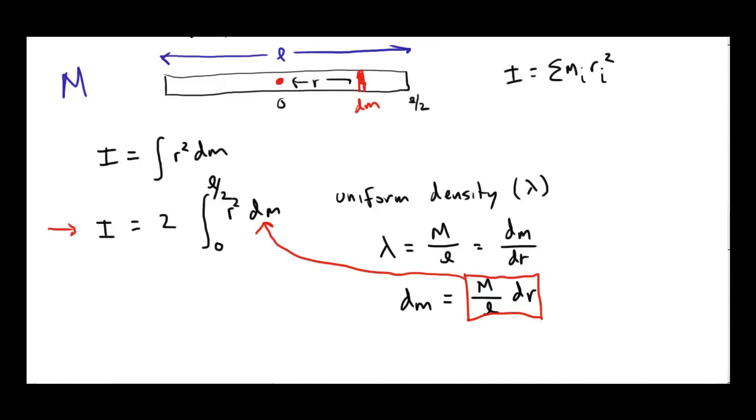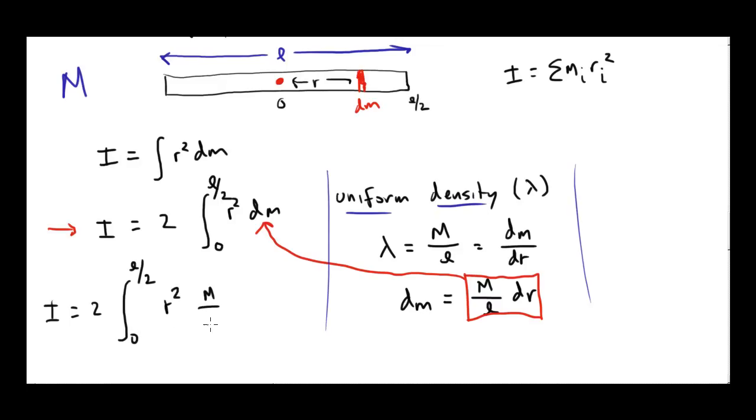So this whole argument hinged on the idea that this is a rod or a baton of uniform density, and that density, which I'm abbreviating lambda, is the total mass divided by the whole length, which then we could write as dm over dr. And now we've got that substitution. Let's see what our integral looks like now. So now I'm going to write I equals 2 times the integral taken from 0 to L over 2 of this whole thing now, which is going to be r squared times M over L dr.